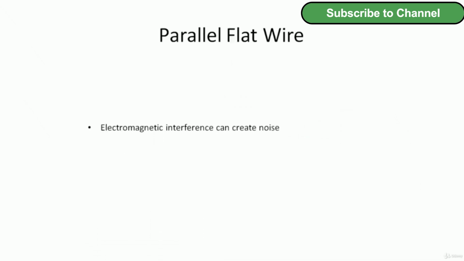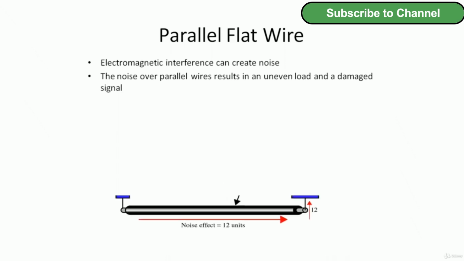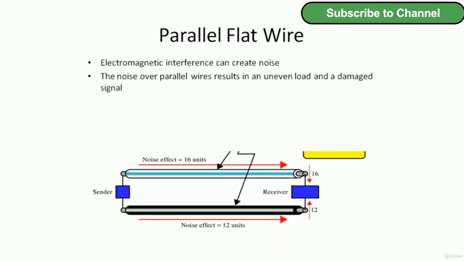Then parallel flat wire cable. As the electromagnetic interference can create noise, the noise over parallel wires results in an uneven load and damages the signal. So you can see in this figure how this interference occurs on the parallel wire.